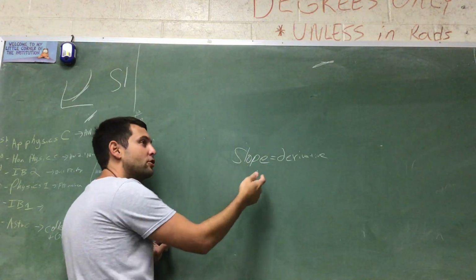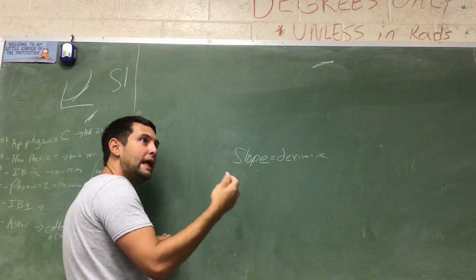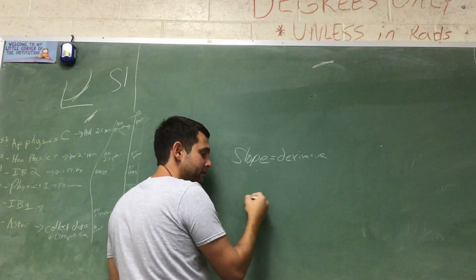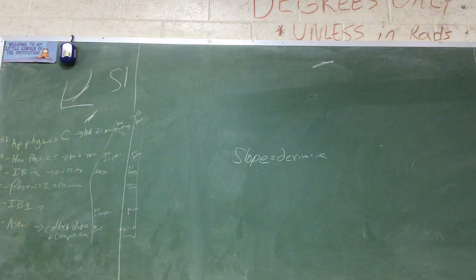So whenever you take a slope, you're taking the derivative. In this class, what I want you to remember as far as taking a derivative is using a rule.